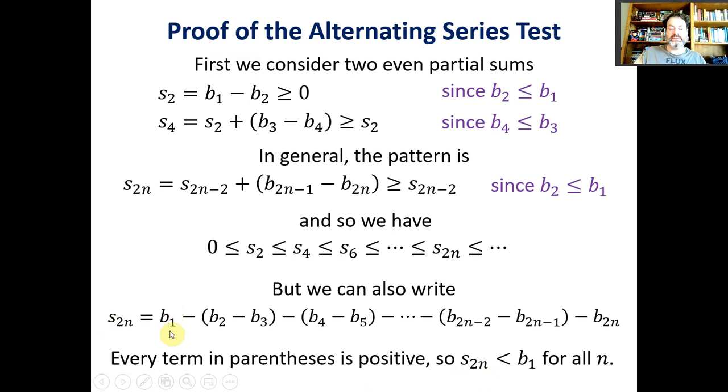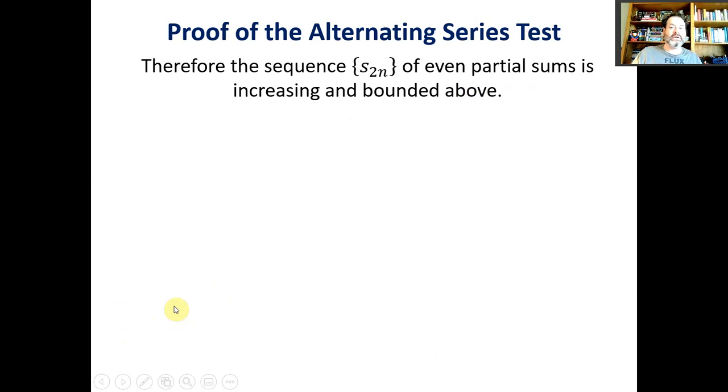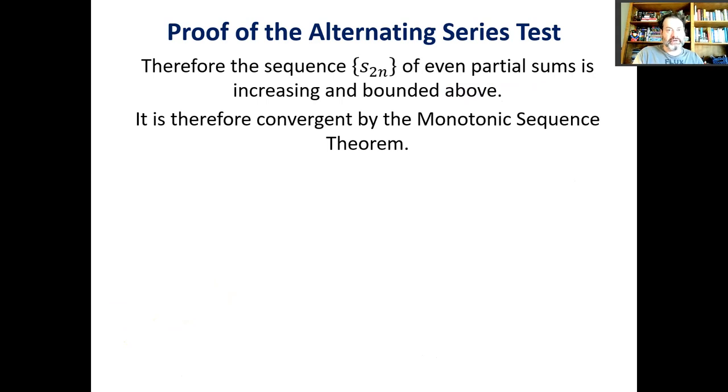Because this S2n is B1 minus a bunch of stuff. So the thing on the left is smaller than the thing on the right because the thing on the right has been subtracting a bunch of positive terms. Well, this is the monotonic sequence theorem, right? This is a monotonic sequence. It's getting bigger, but it's bounded by B1. And if you have a bounded increasing sequence, then it makes it convergent.